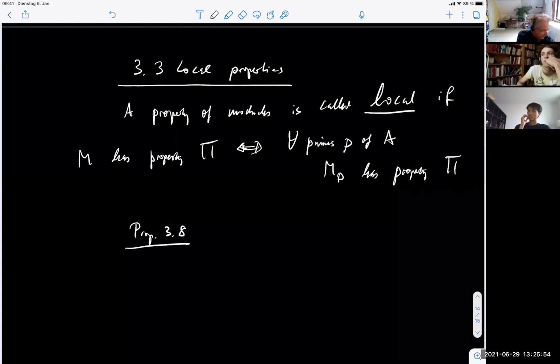Okay, so next result. The property that I'm looking at is a very simple property, the property of being zero. Property of a module: is the module zero or not? I want to prove some A-module is zero. Now the statement is I can do this by just showing that all the localizations at prime ideals are zero. Actually, it's enough to look at maximal ideals. So let M be an A-module.